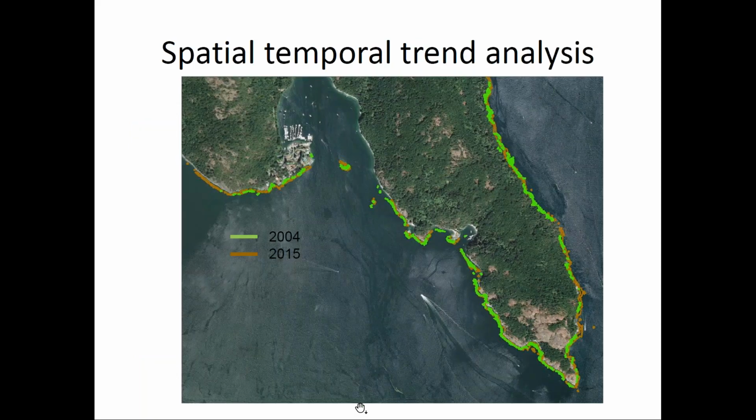And from that, we were looking at a spatial temporal trend. Here is just an example of 2004 and 2015. We're not necessarily thinking about quantifying area per se, but looking at presence and absence. And what you can see here is that there's not too much change between those almost 10 years in kelp distribution in this very specific area. Next one, please.